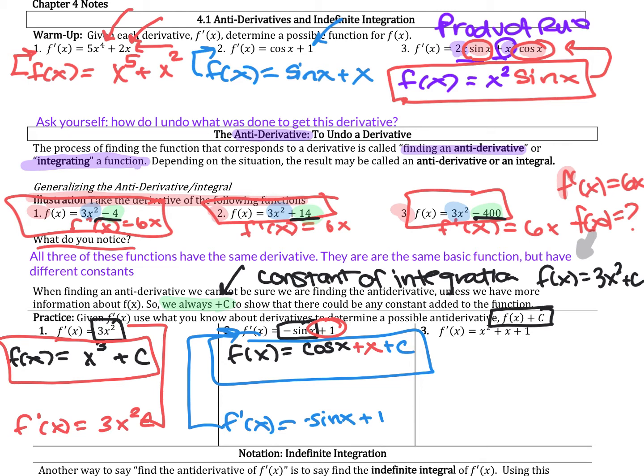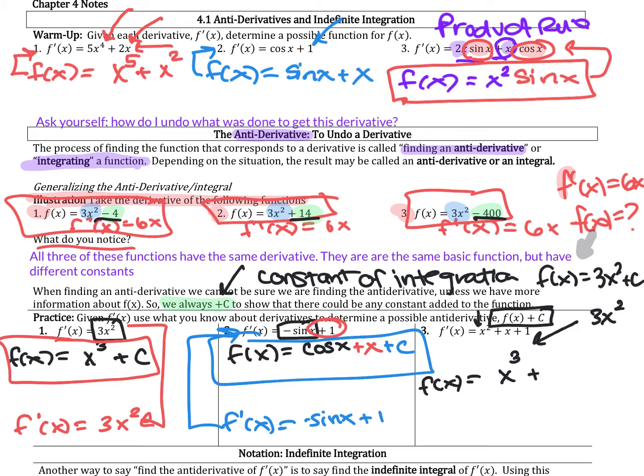Okay, number 3. So I know that if I have x squared, to get back, I need to increase that exponent by 1. Now, what I notice is that if I took the derivative of this piece I just came up with here, I would get 3x squared. But I'm not supposed to get a 3x squared.